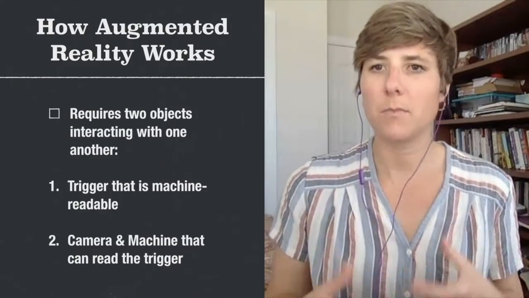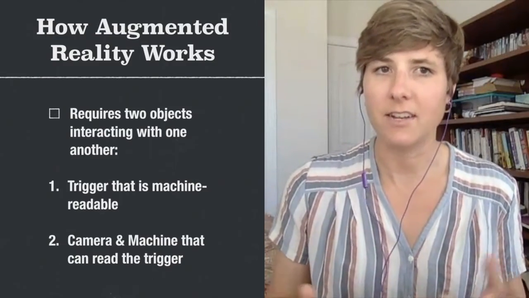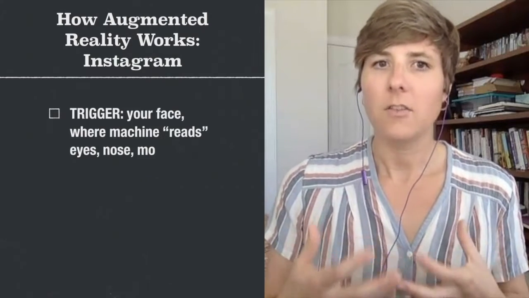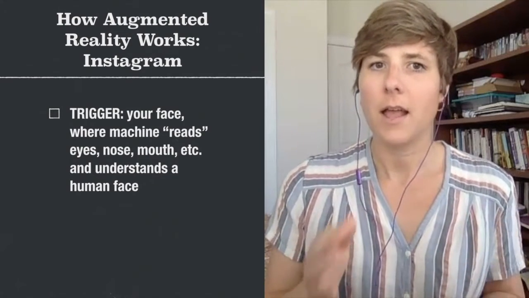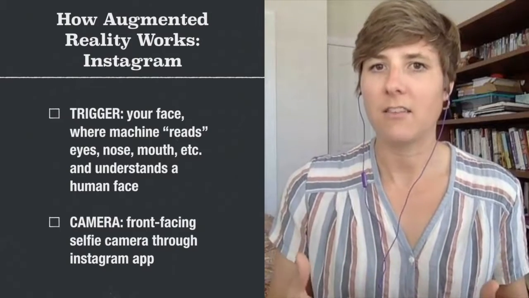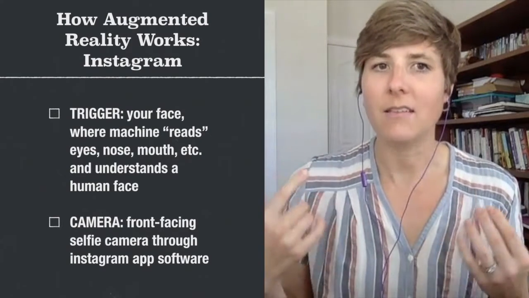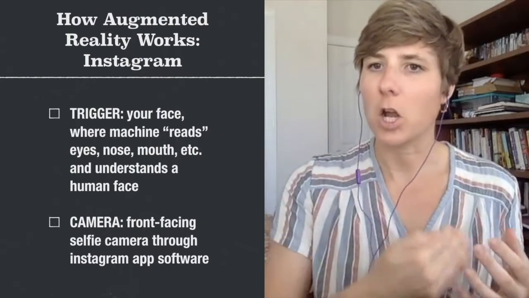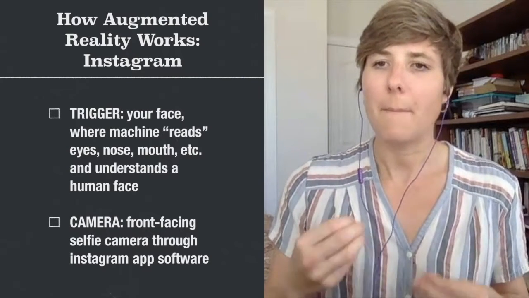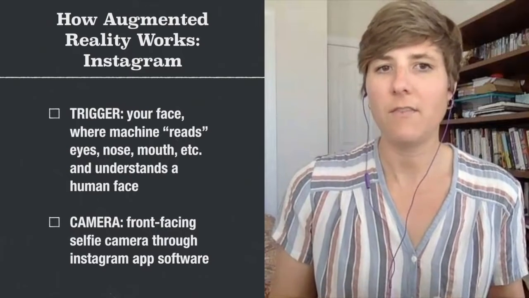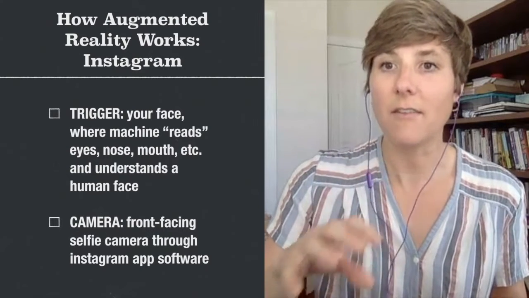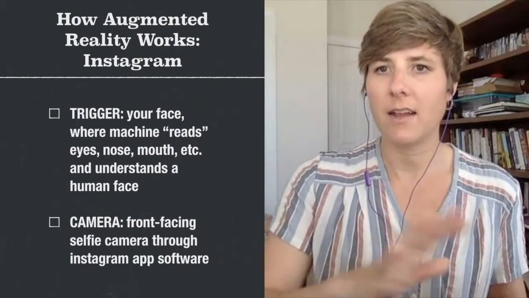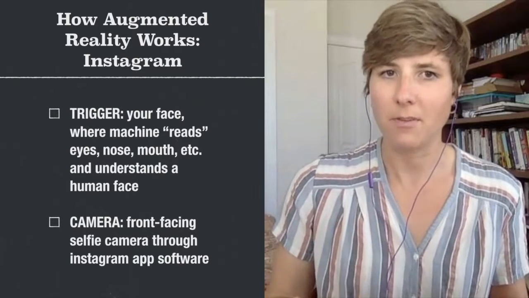So if we think about this in terms of the stuff that you've looked at for today, for Instagram filters, of course, the trigger is your face. So the computational camera on your phone has been taught to recognize what kinds of things make up a human face: eyes, nose, mouth, bone structure, chins, foreheads, the curvature of a face, and so on. But importantly, it has been taught with enough specificity to not mistake something that's not a face for a face, we hope, but also with enough flexibility to recognize a range of faces and a range of face shapes.